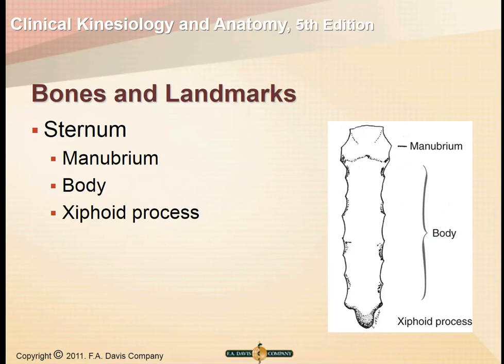Moving on to the sternum. We know the sternum is a flat bone in the midline of the thorax. We have the manubrium at the proximal end. This provides our attachment for the clavicle and the first rib. The body in the middle portion is the attachment for the middle 2/3 of our sternum, and this is where our ribs attach. And then the xiphoid process distally is our inferior component of our sternum.